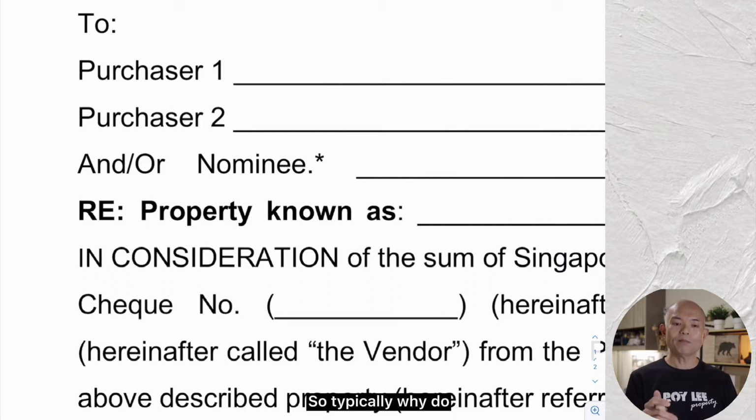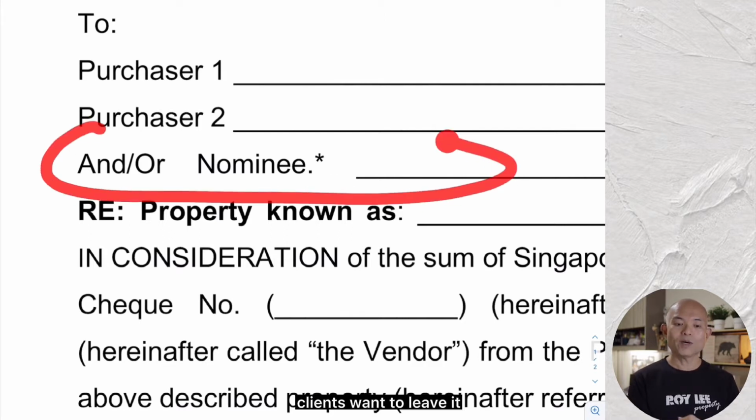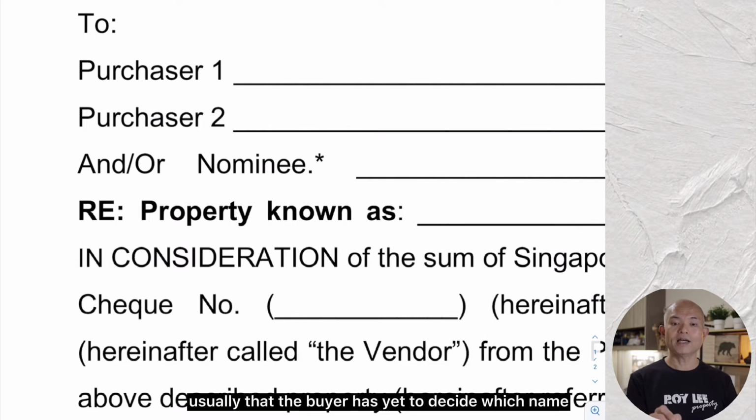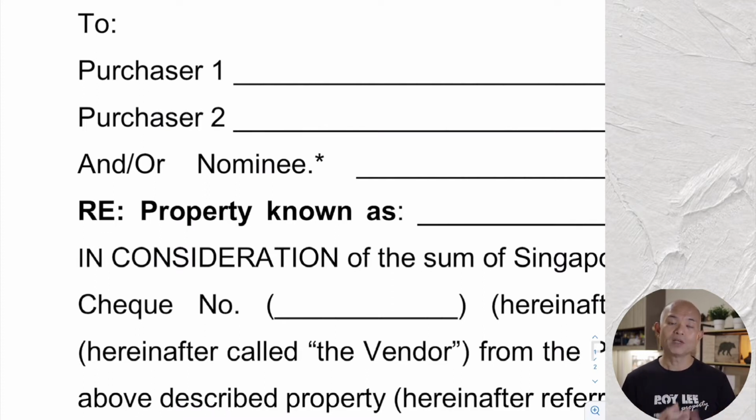So typically, why do clients want to leave it as is? Because usually the buyer has yet to decide which name to put into the property at that point of receiving the option.